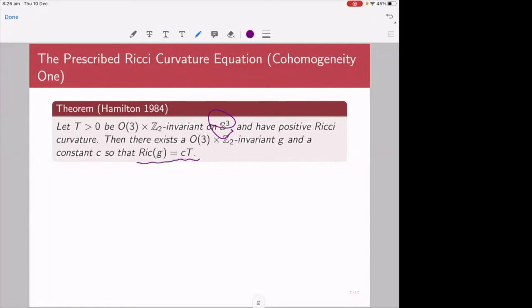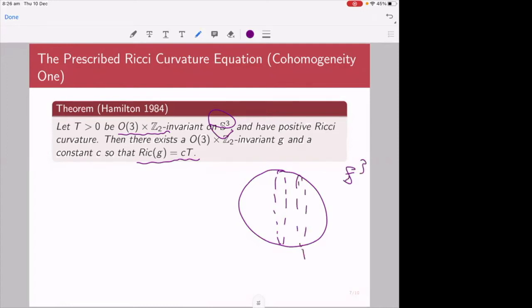Let's say this time that T is O3 times Z2 invariant. So let me try and draw a picture here. If we think of our three-sphere here, and we think of all of these orbits as two spheres, let's say that this is the equator here, then this O3, this is the rotational symmetry. So this is invariance under these kinds of rotational symmetries.